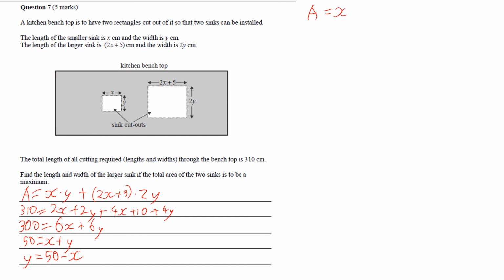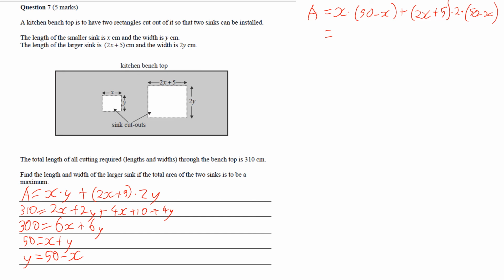So we'll get x times 50 minus x, plus 2x plus 5 times 2 times bracket 50 minus x. This is just my area equation, but with y equal to 50 minus x substituted in. I'm going to expand my brackets first, because remember, we want to differentiate this to find a maximum. Maximum means stationary points, which means our derivative needs to be 0. To find the derivative, we've got to have it in polynomial form, all expanded first.